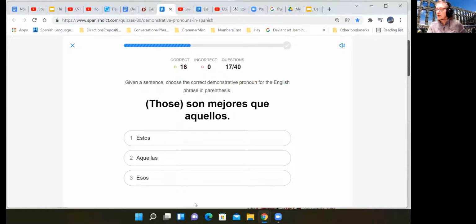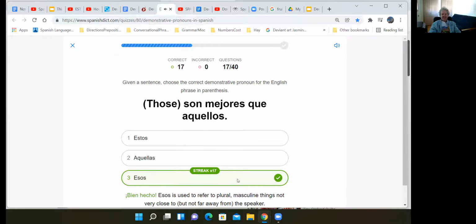But better if you grab something and then you say esto es mío. Esto es mío, this is mine. Sure you can, see, okay. Those are better than those over there. Estos, esos, bien.